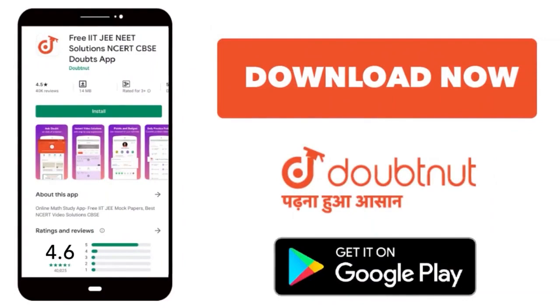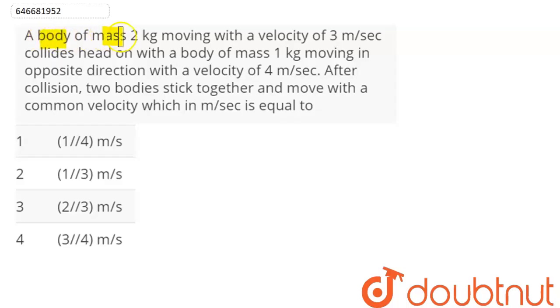Download Doubtnut app today. Question is, a body of mass 2 kg moving with velocity of 3 meter per second collides head-on with a body of mass 1 kg moving in opposite direction with a velocity of 4 meter per second. After collision, two bodies stick together and move with a common velocity which in meter per second is equal to.